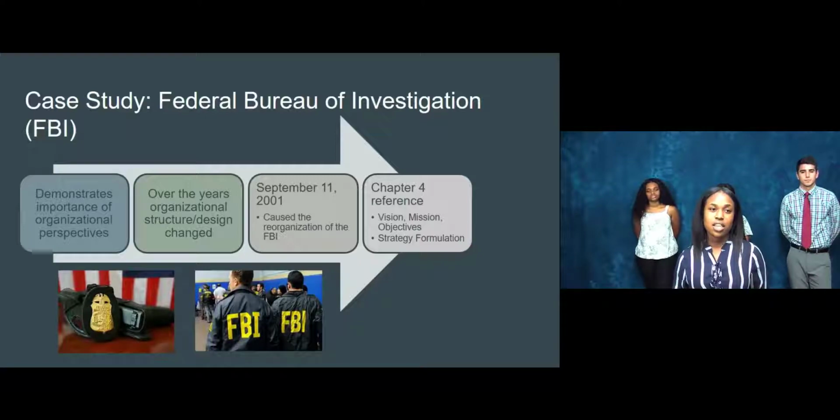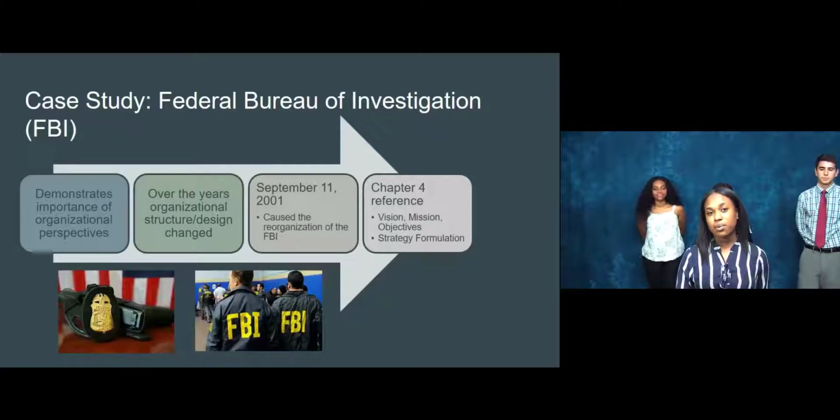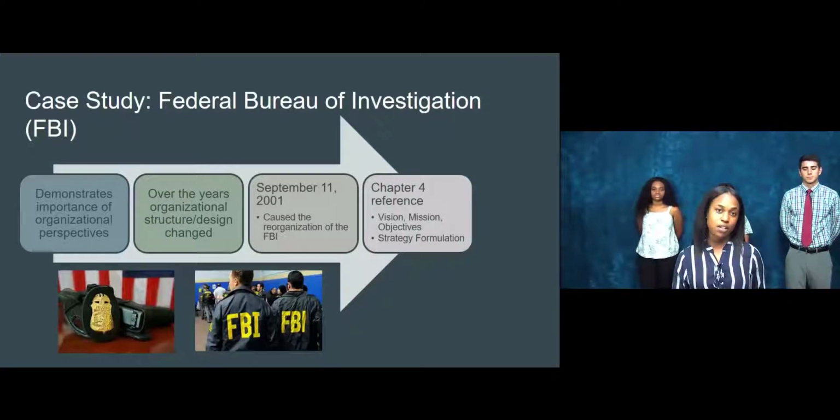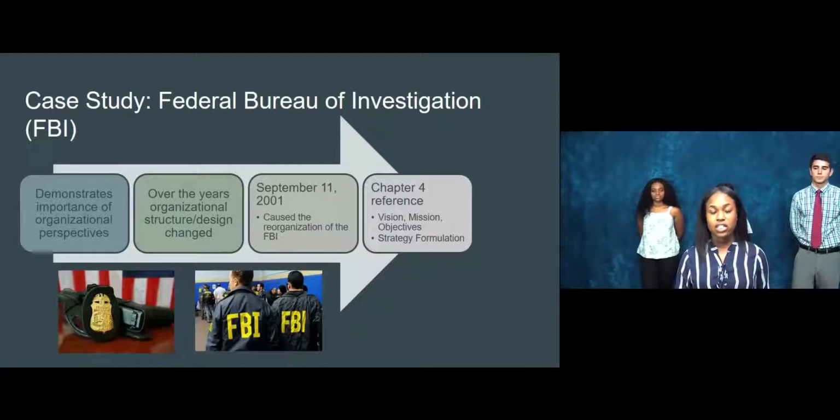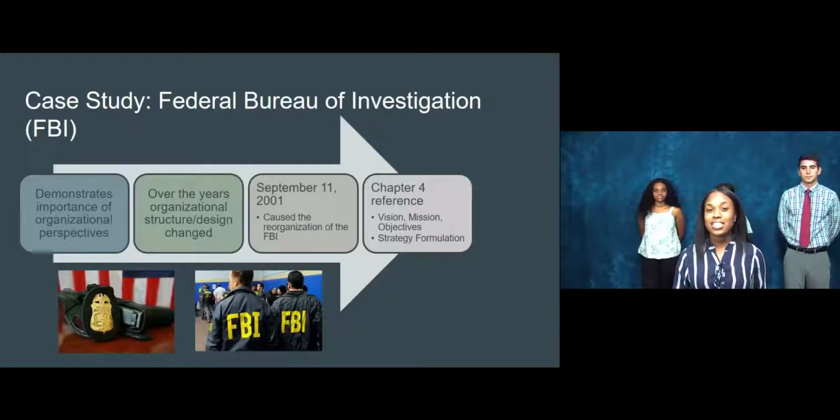The FBI's case is a perfect example of how an organization is a work in progress, and how, as environmental as well as internal factors change, an organization needs to be able to adapt to ensure that it is efficient.